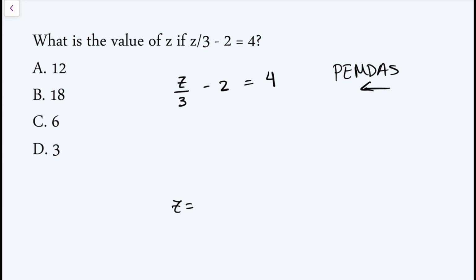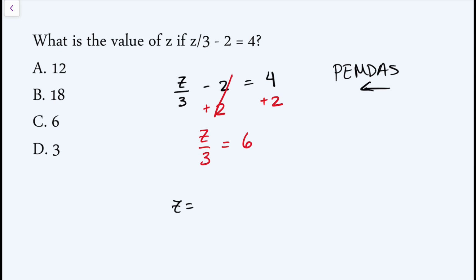Okay, so how do we get rid of this 2? z says, I want to kick out this guest and put it on the outside of the equal sign. Since it's being subtracted, we're going to do the opposite operation of subtraction, which is adding. And what we do to one side, we do to the other. Cancels out. z over 3 is equal to 4 plus 2, which is 6.